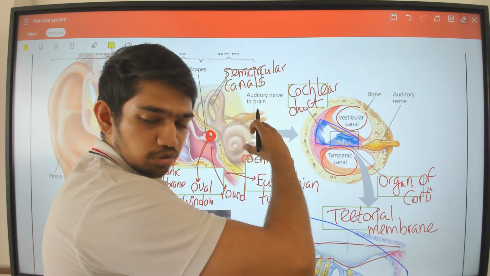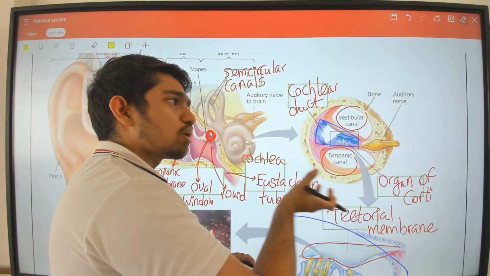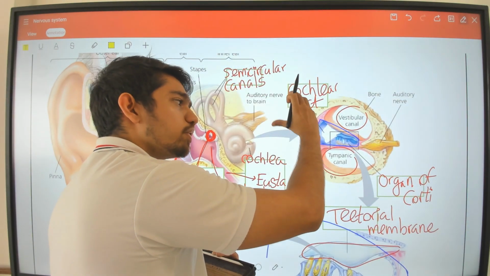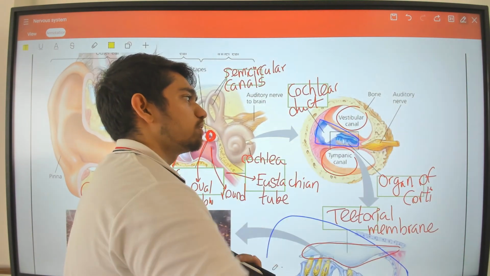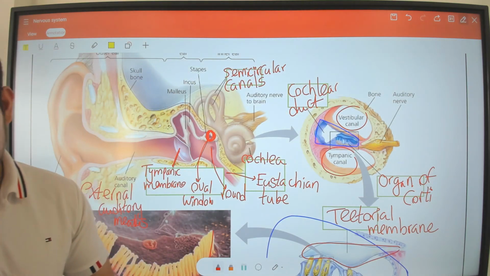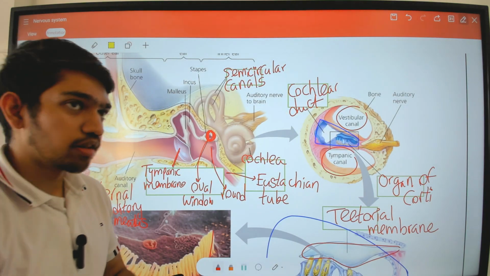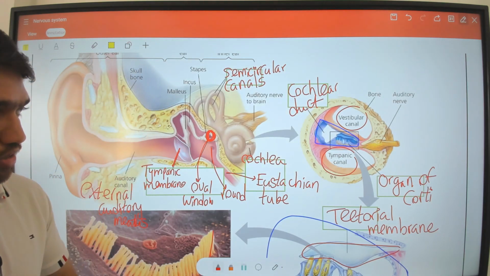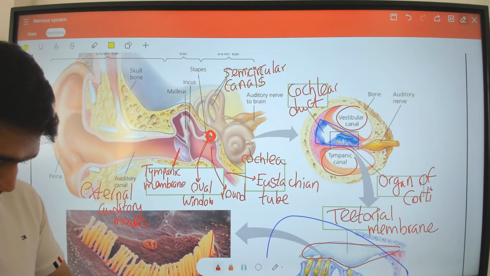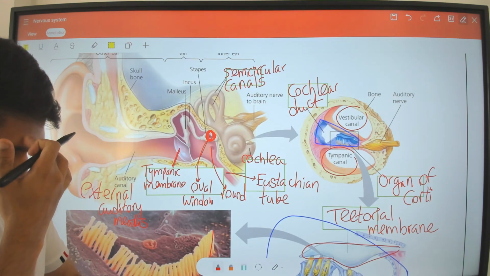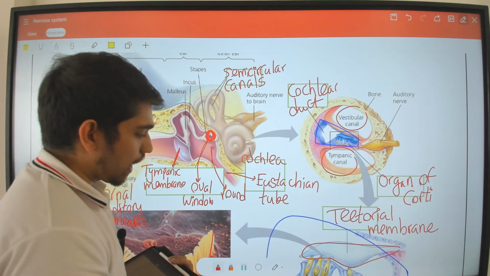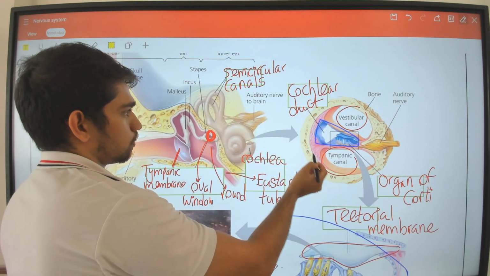Can you remember I showed you? The journey of this sound wave starts at the oval window, which is the beginning of the vestibular canal, and it ends at the round window, which is the ending of the tympanic canal. The two canals are continuous with each other, and yes, there's an important point.